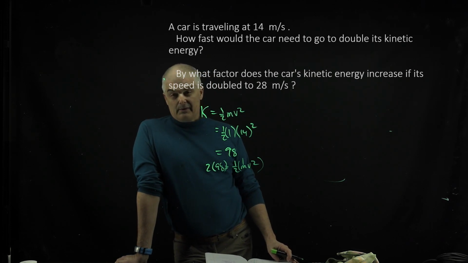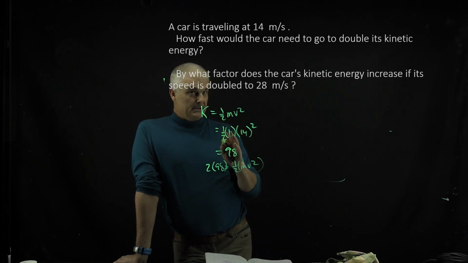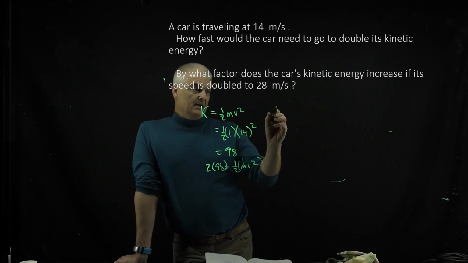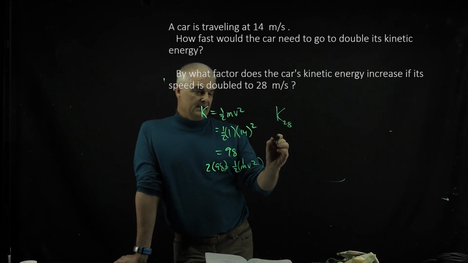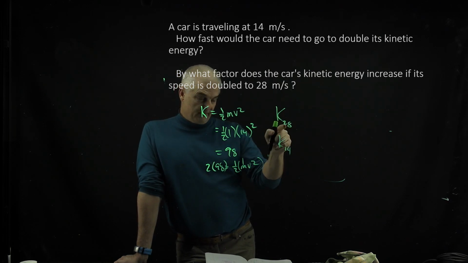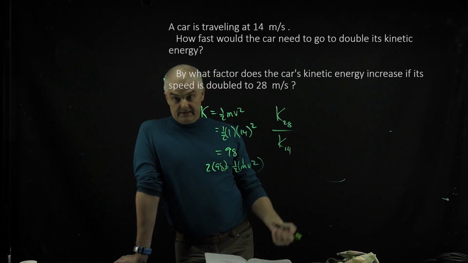And if you're asking the question, by what factor is the car's kinetic energy changed if your speed is doubled to 28? Now again, we talked about this in the opening video, but you're taking K of 28 and K of 14, finding K28 and K14 where the velocity is 28 and 14, and then you'll divide these two, and that's how you get the answer.